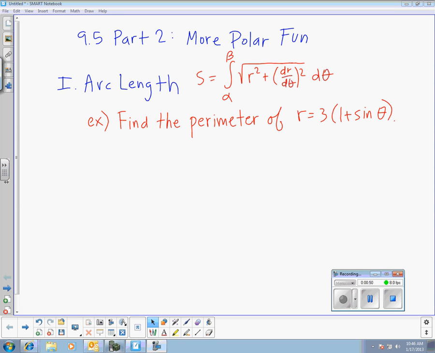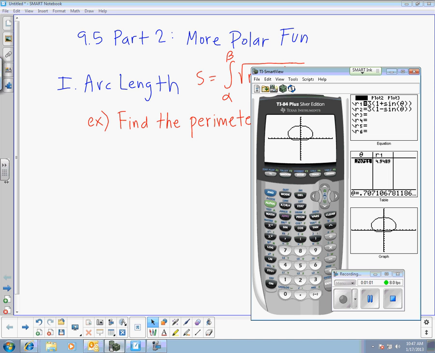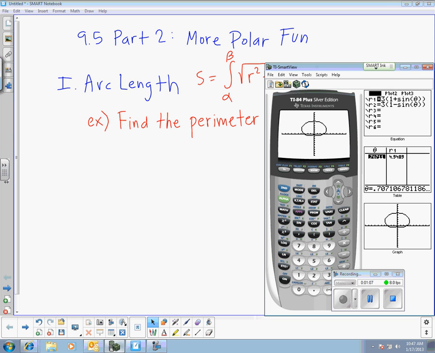As a quick example, we're going to use this function in the second problem, but find the perimeter of r equals 3 times (1 plus sine theta). In my calculator, I have that graphed. I think it's called a cardioid because it's kind of heart-shaped. I don't know if perimeter is technically the term. Perimeter usually implies straight sides, but circumference isn't really the word either, so I just went with perimeter because that means all the way around the outside edge.